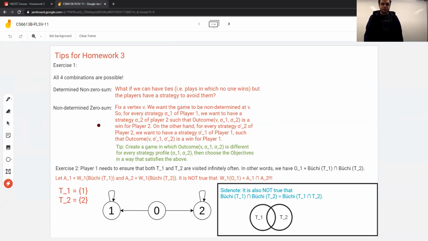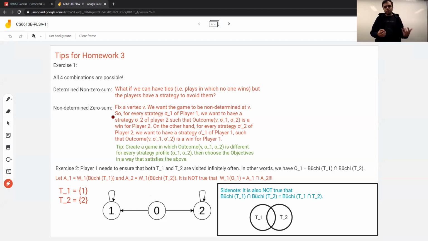Okay, so first of all, I'm not going to give you final answers here. I'm just going to give you some tips about how to create such games, because of course you can resubmit the homeworks. So in case of determined non-zero-sum, what does non-zero-sum mean? It means that in some cases, even after you have the outcome of the game, even after you have the infinite play, you cannot tell which side wins. So you can basically think of games that have ties. All the games that have any sort of tie in them are non-zero-sum.